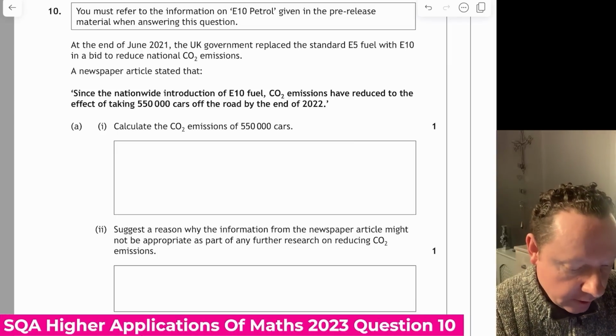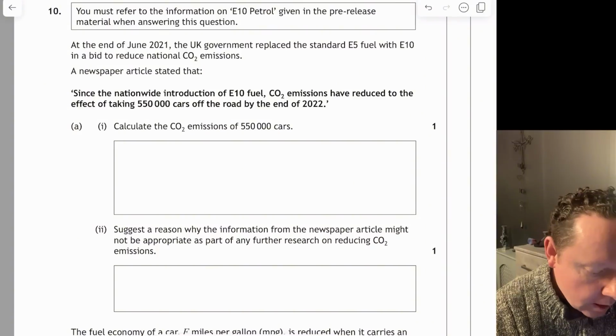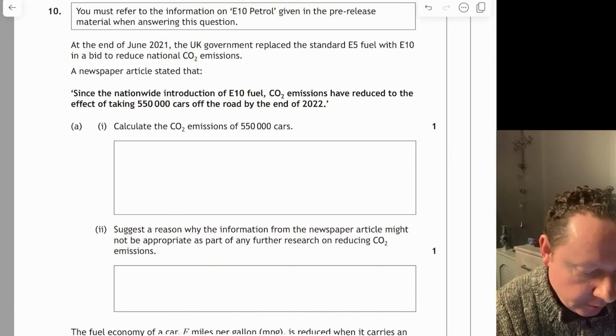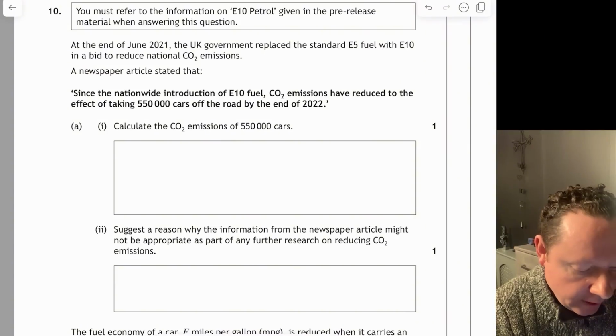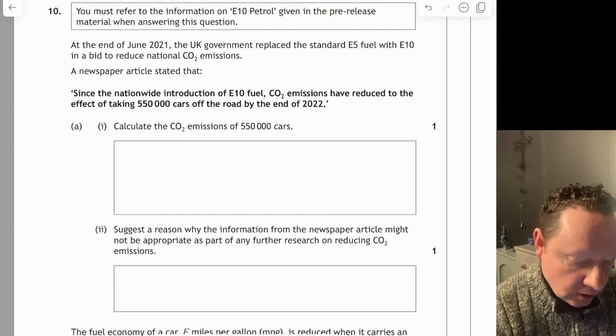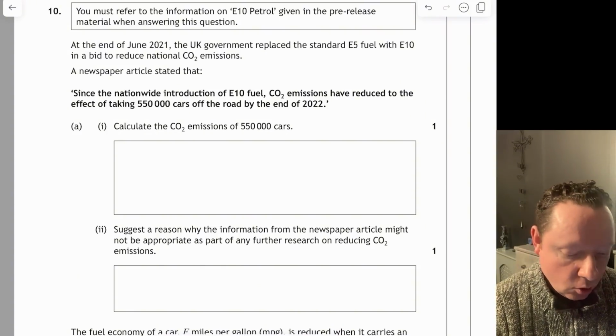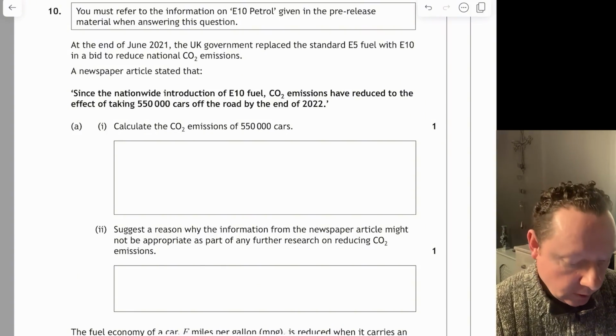SQA Higher Applications of Maths, 2023 question 10. We must refer to the information on E10 in the pre-release material, which I've got downloaded. It says at the end of June 2021, the UK government replaced the standard E5 fuel with E10 to reduce national CO2 emissions. A newspaper article stated that since the nationwide introduction of E10 fuel, CO2 emissions have reduced to the effect of taking 550,000 cars off the road by the end of 2022.